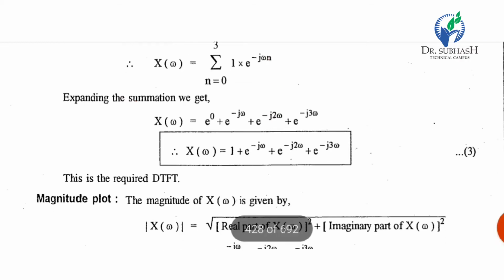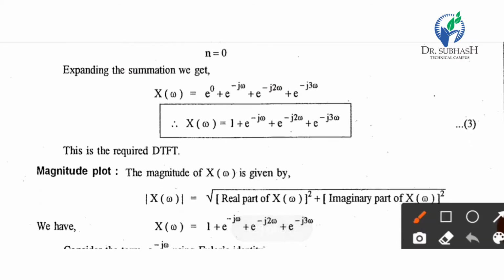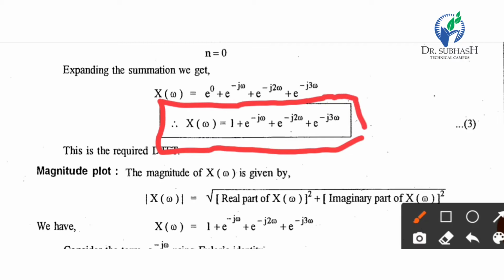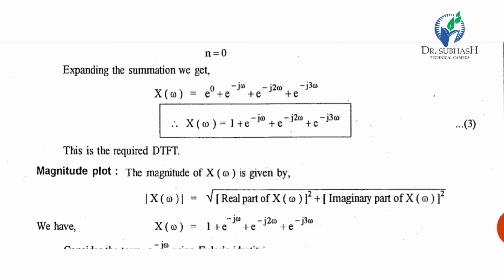So X(ω) = 1 + e^(-jω) + e^(-j2ω) + e^(-j3ω). This is the required DTFT. So our work is complete up to here for finding the DTFT.